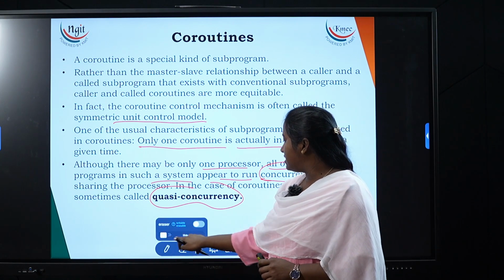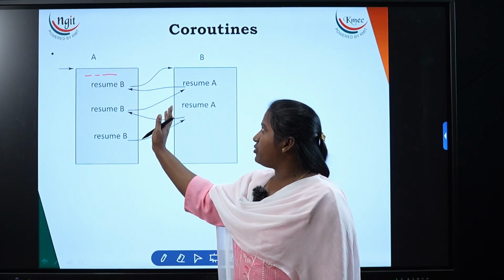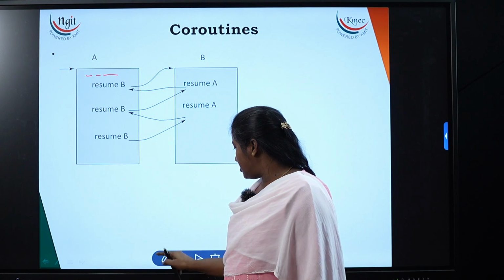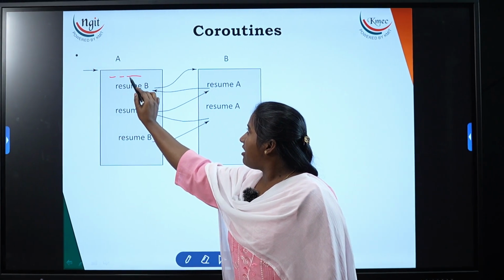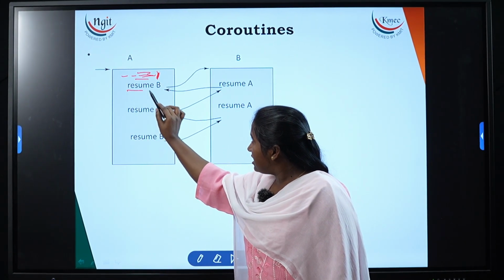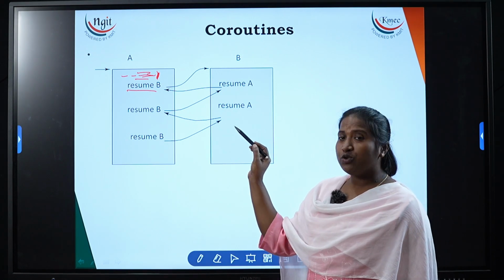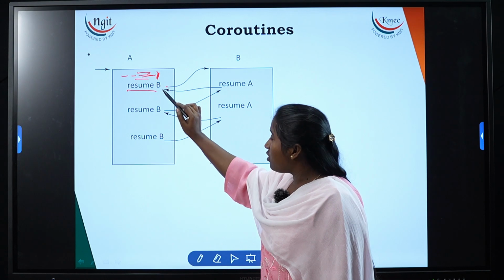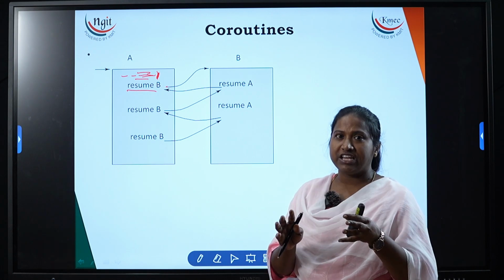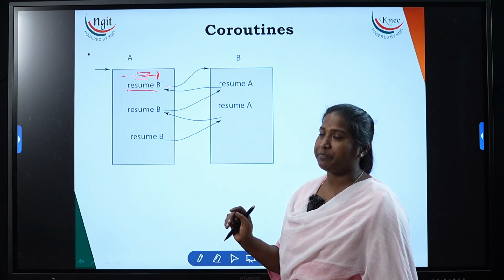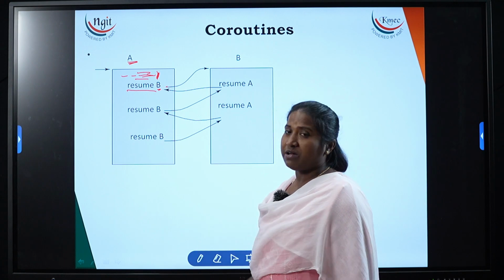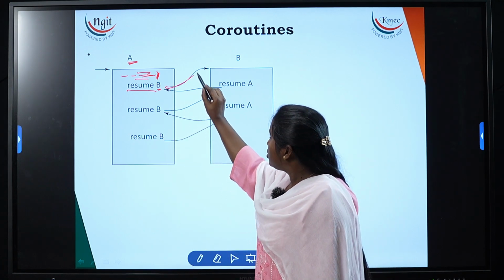Now let's see how coroutines get evaluated. Let's look at two subprograms, A and B. In A, assume there are other instructions I have written. Once you finish executing the instructions of this part, we will execute this instruction. Look at the instruction: it is resume B. Now we will switch. That's what we mentioned in the previous slide: rather than the master-slave relationship, we have a caller-callee relationship. Now A is the subprogram which is resuming the B subprogram, and we will be switched to B.